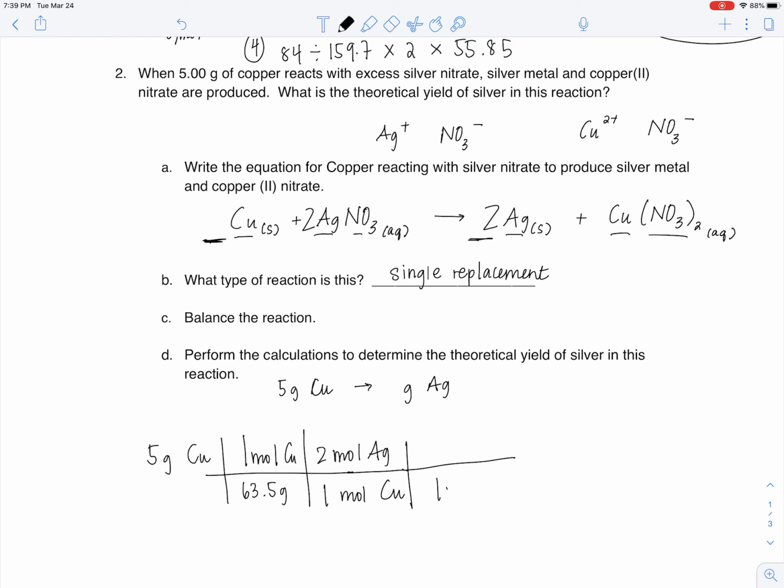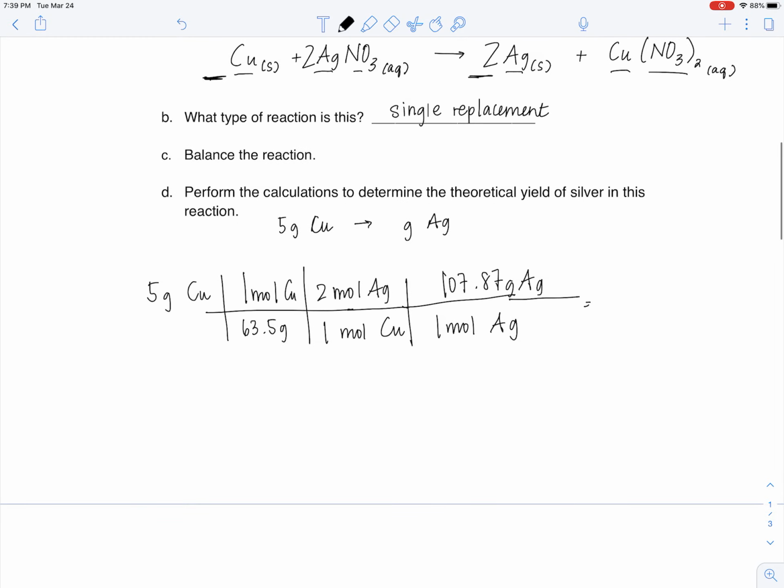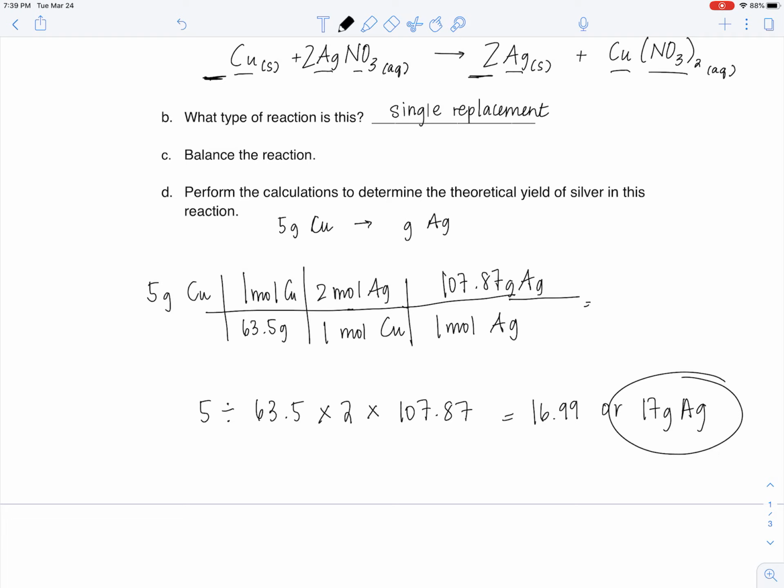And now what we need is our molar mass, so 1 mole of silver to 107.87 grams of silver, okay? And now step 4 is we're just going to plug and chug. So 5 divided by 63.5 times 2 times 107.87 equals 16.99 or 17 grams of silver.